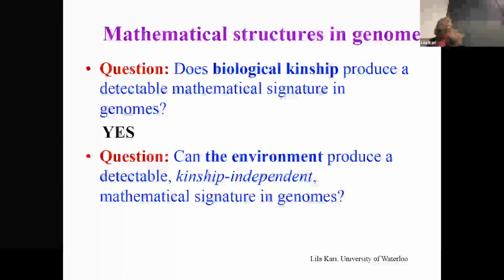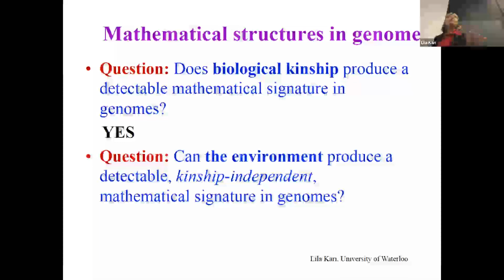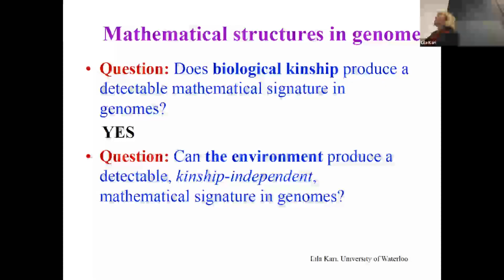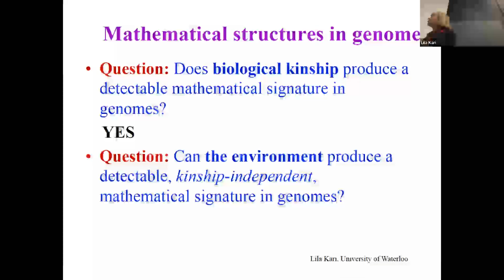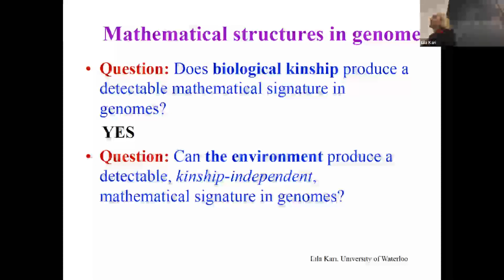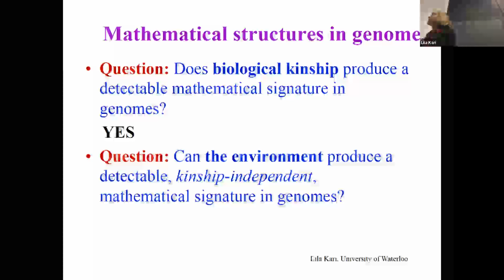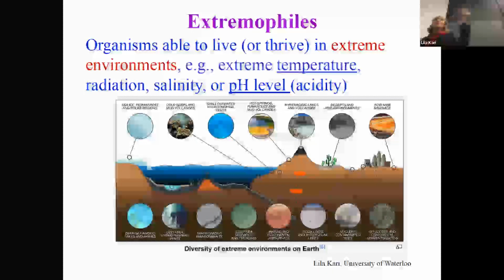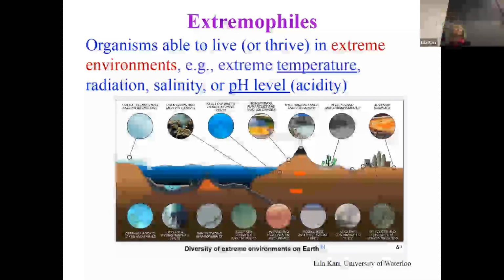But we thought, is there something else? Maybe you can pick up a signature based on something else. For example, could the environment produce a detectable relationship that is independent of biological relatedness? Could the environment produce a detectable mathematical signature in genomes? So we started to ask this question. I think the answer to this question is no, if you talk about normal environments. But then we had this idea: how about we look at extremophiles? Maybe if the environmental signal is very, very strong, then you can detect a signature in the genomes. So we started to look at the extremophiles.